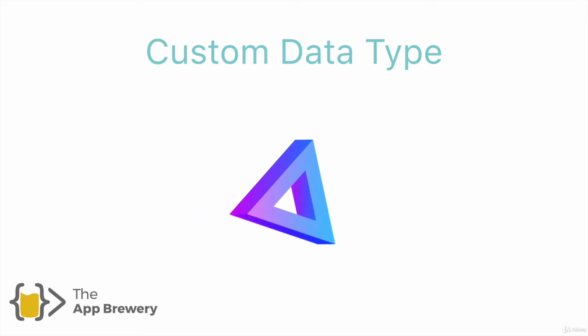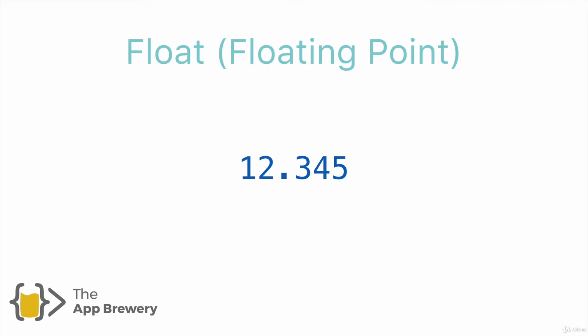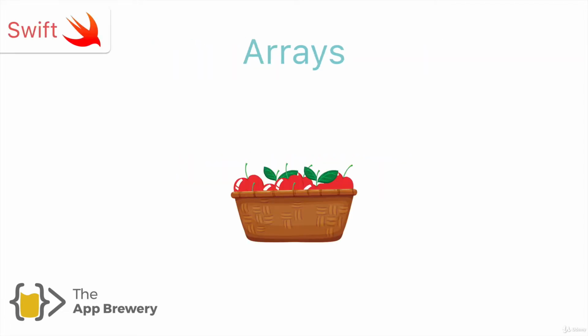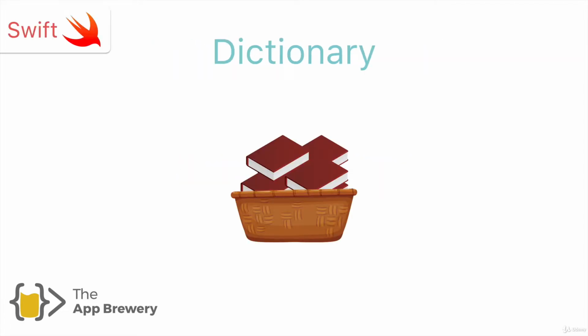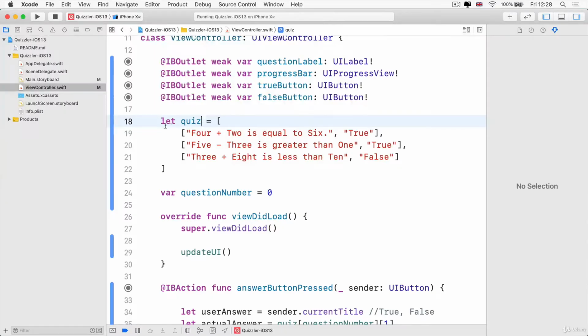So whereas previously we saw that there were loads of basic data types that come pre-built along with Swift, for example, strings, ints, floats, doubles, booleans, arrays, and dictionaries, you name it. There's a whole lot of different pre-built data types. But what if we needed our own data type, something that groups together related properties and behaviors? For example, our quiz questions.